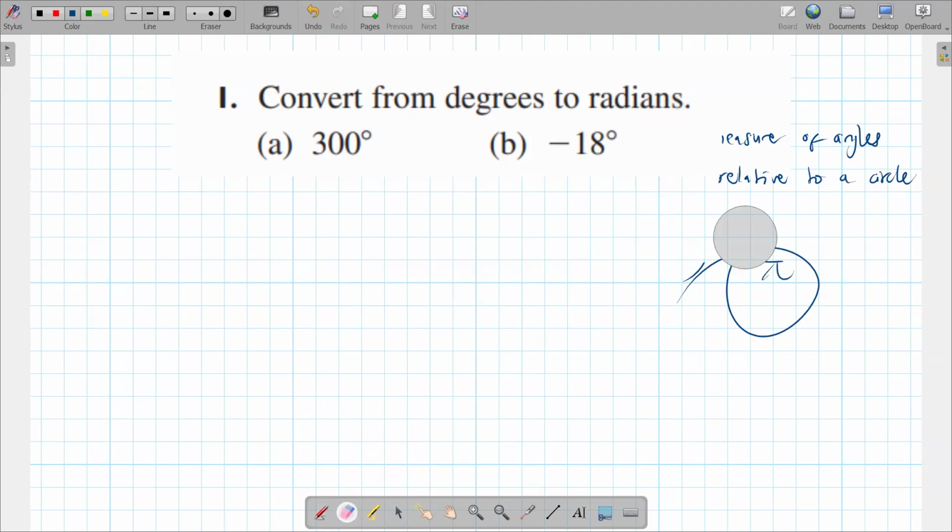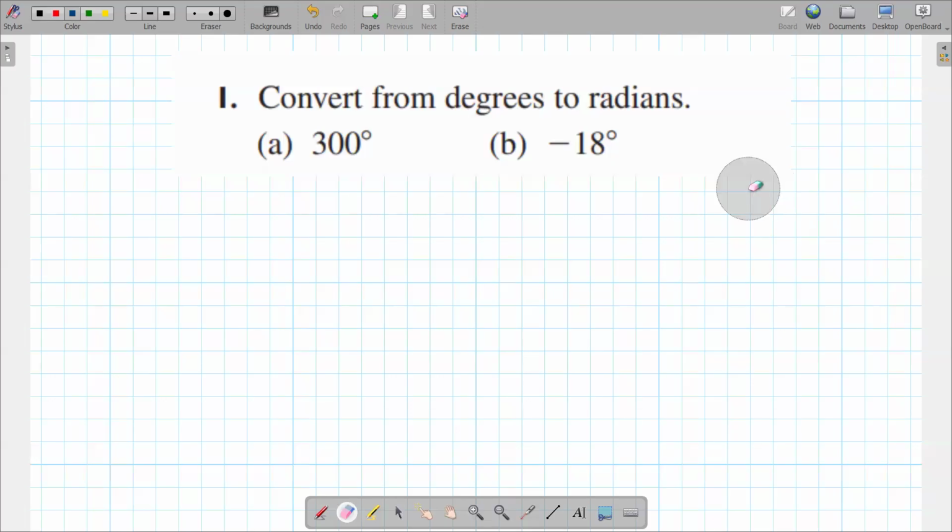The question says convert from degrees to radians. And again, this is also easy if you just know the conversion factor. It's just a grade 10 level problem if you know the conversion factor. And this is the conversion factor. 180 degrees is pi, and the symbol for radians is C. You don't have to write it, but C is the symbol for radians. So 180 degrees is pi radians.